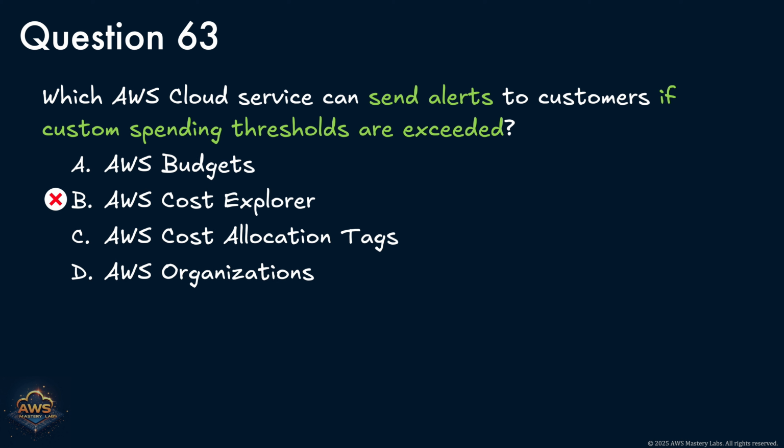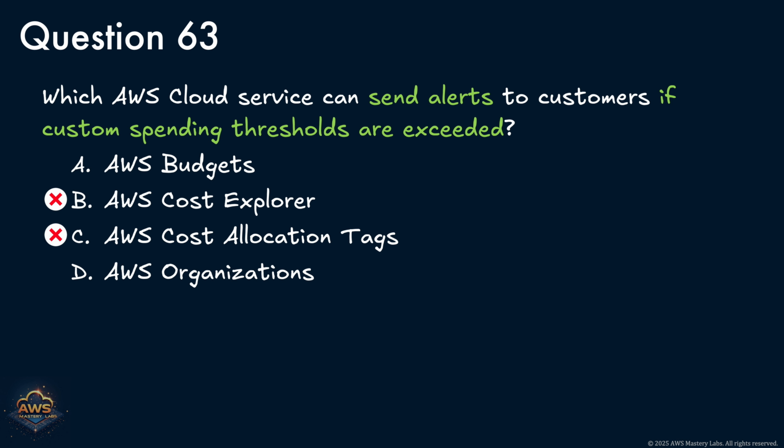Option B. AWS Cost Explorer. AWS Cost Explorer is an excellent tool for visualizing and analyzing your AWS spend over time. It lets you filter by service, time period, or linked accounts. But while it is powerful for reporting and forecasting, it does not support alerting. It's purely observational. There's no built-in mechanism to send notifications when spending crosses a threshold. Incorrect, because it is great for visibility and trends, but lacks alerting capabilities.